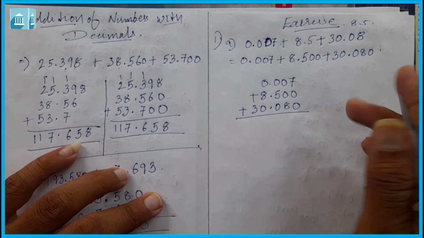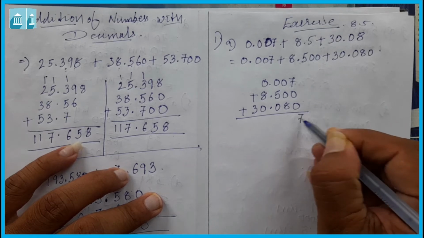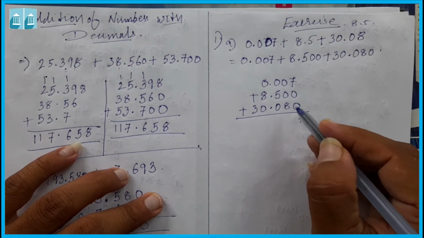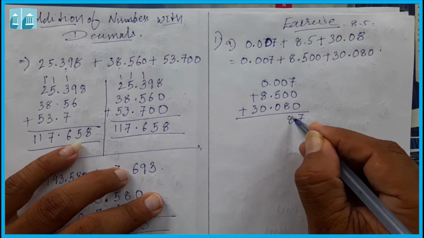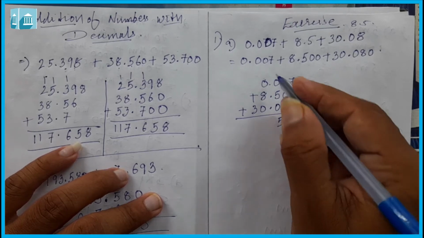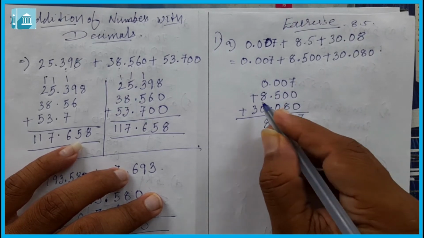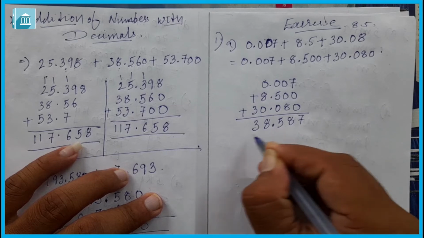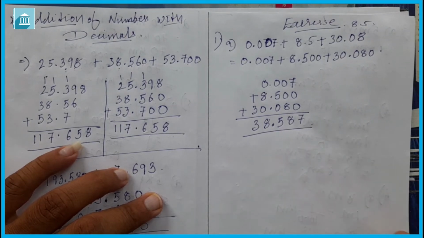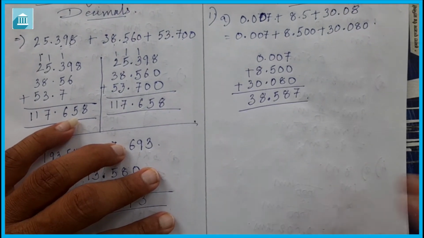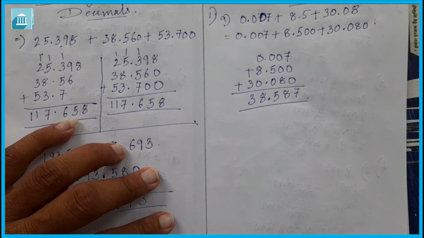So it will be 7 plus 0 plus 0 is 7, 0 plus 0 plus 8, so 8. Here it will be 5, then 8 plus 0 is 8, and 3. So the answer is 38.587.